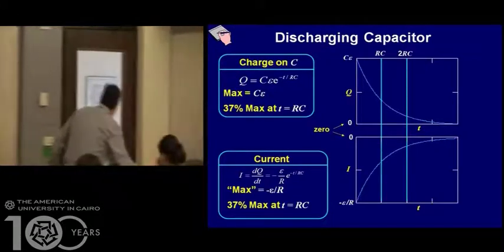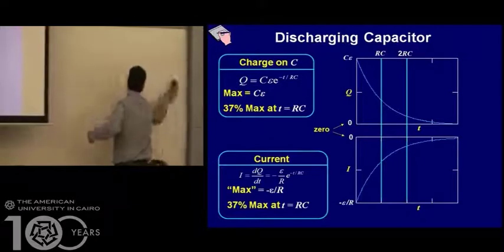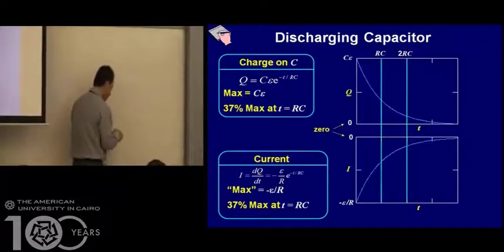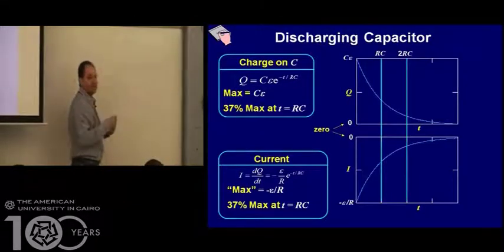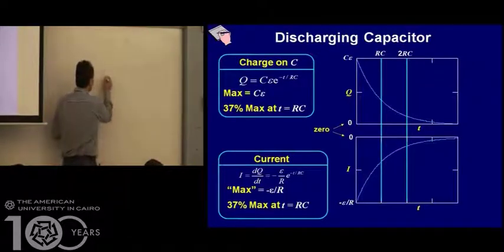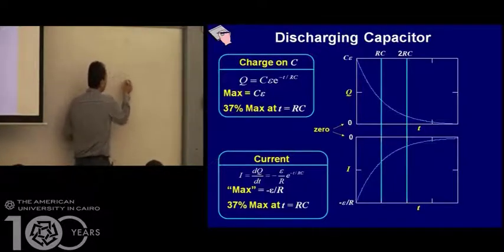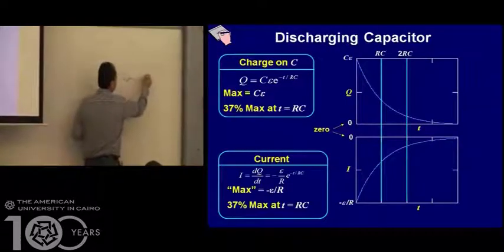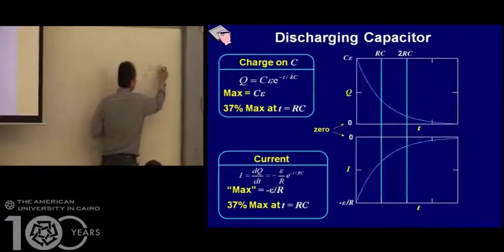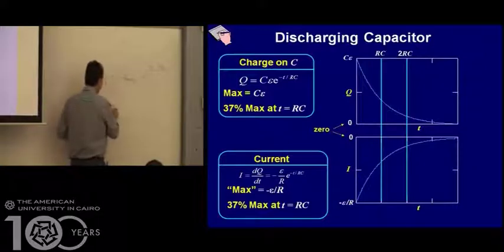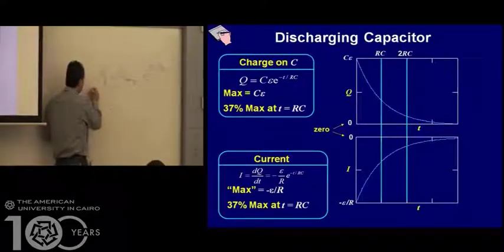Well, that's very easy. That's not difficult. I know that the equation that gives me the charge at any time t is given by Q equal to Q maximum times e to the power minus t over RC. And if you're asking me at time equal to RC, what will be the charge?